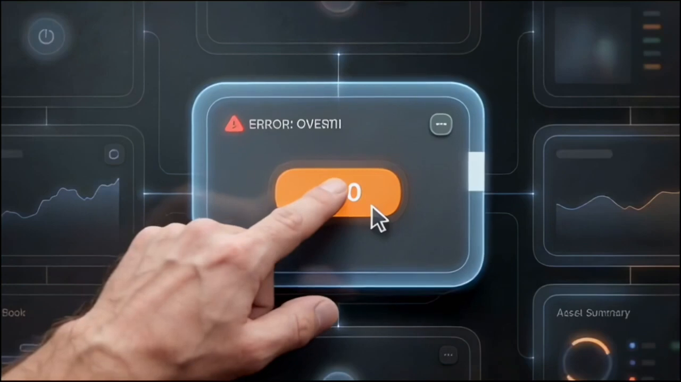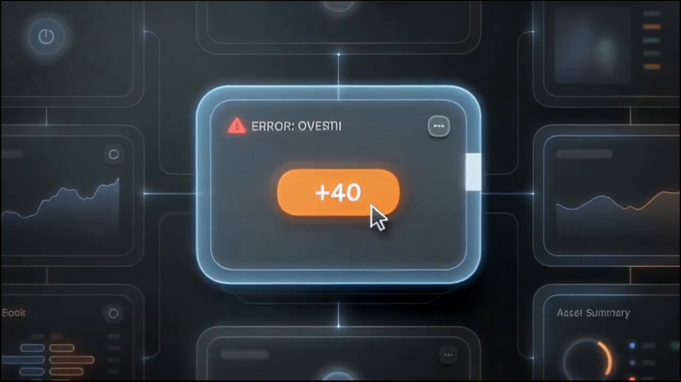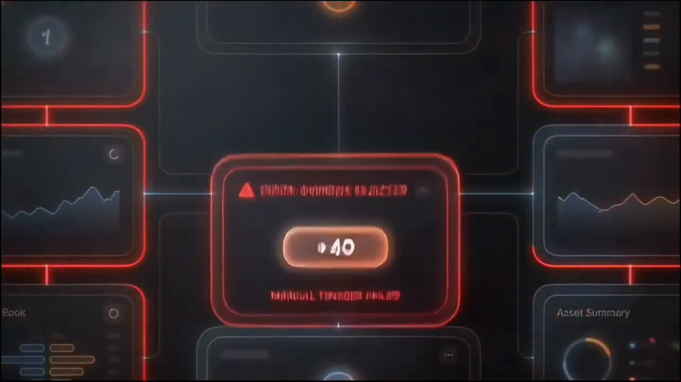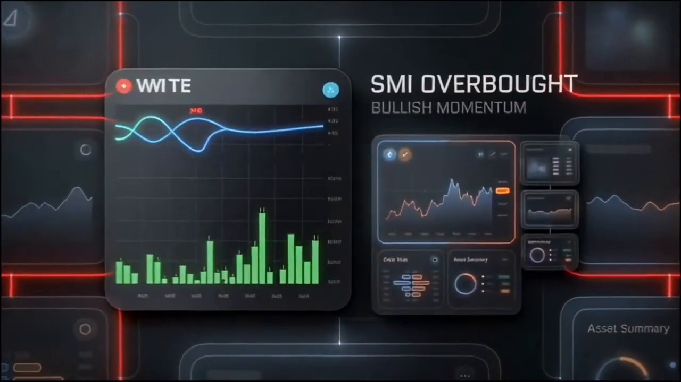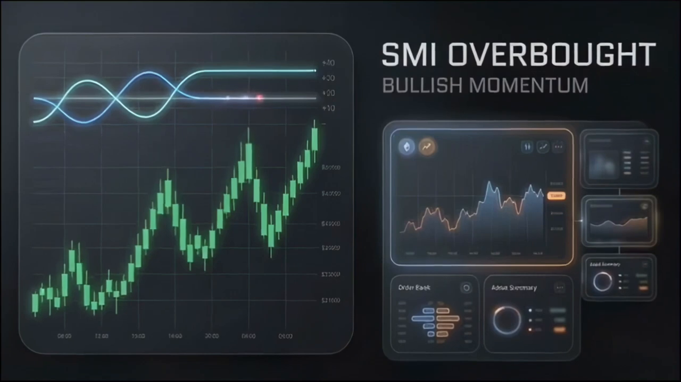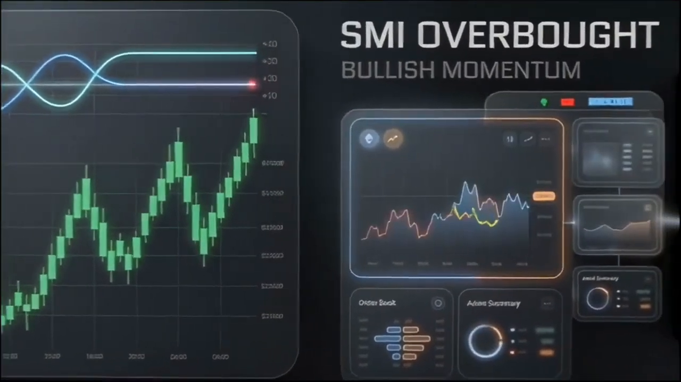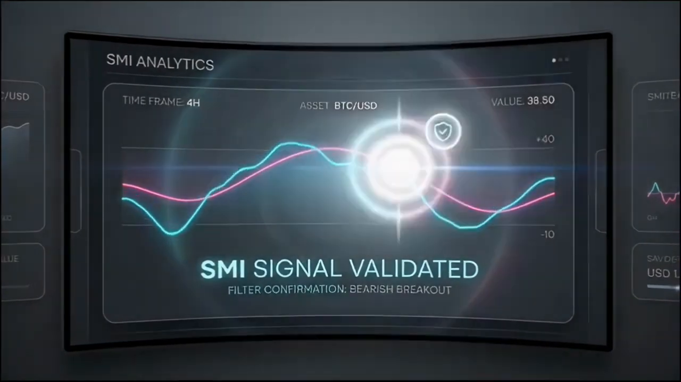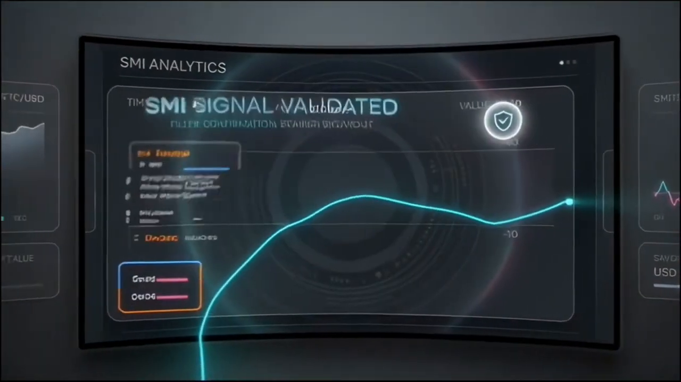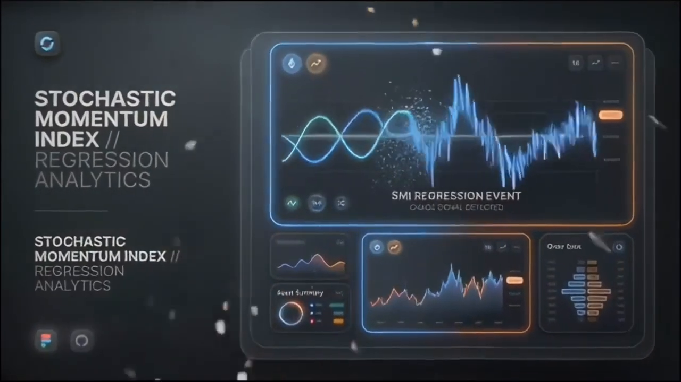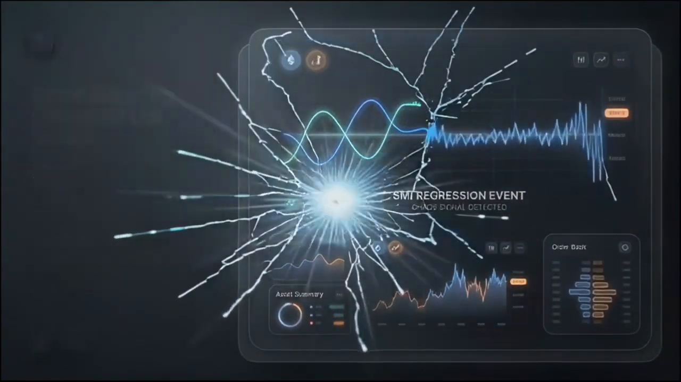Before the close, the mistake that costs traders the most with this indicator, treating +40 and -40 like automatic reversal buttons. In a strong trend, the stochastic momentum index can pin above +40 for hours and keep grinding higher. The extreme zone is a warning light, not a trade. The trade is the cross back out, confirmed by your filter. Miss that distinction and this indicator will hurt you exactly the way the regular stochastic hurts everyone else.